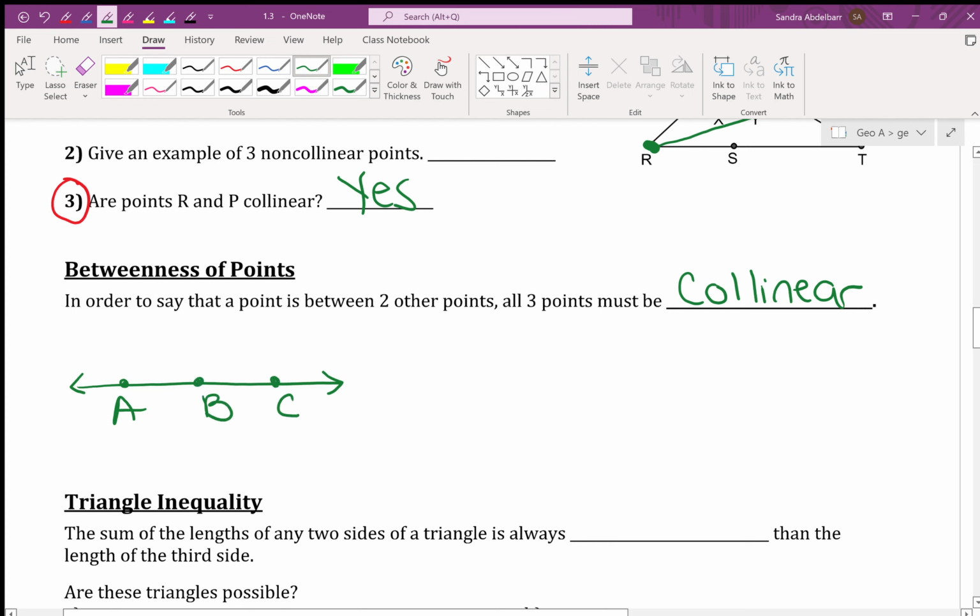Do we agree in this diagram points A, B, and C are collinear? So because the 3 points are collinear, I am allowed to say B is between A and C.